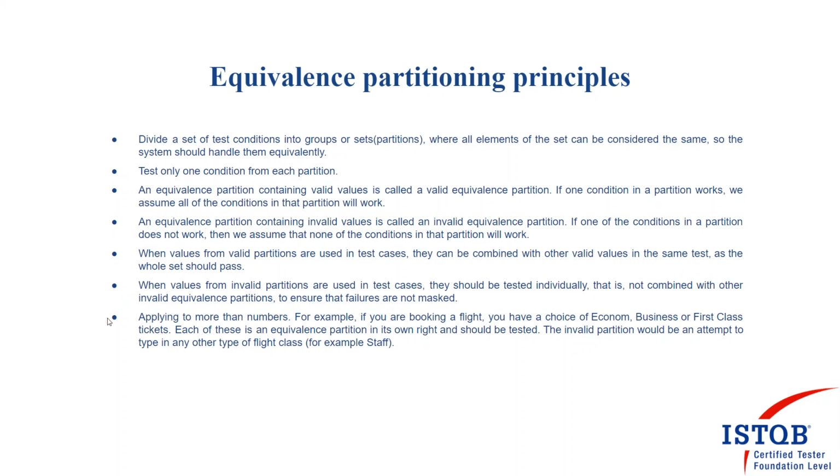Applying to more than numbers. For example, if you are booking a flight, you have a choice of economy, business or first-class tickets. Each of these is an equivalence partition in its own right and should be tested. The invalid partition would be an attempt to type in any other type of flight class, for example staff. Let's check ISTQB test, and during resolving the test we will get back to these principles and everything will become clear.